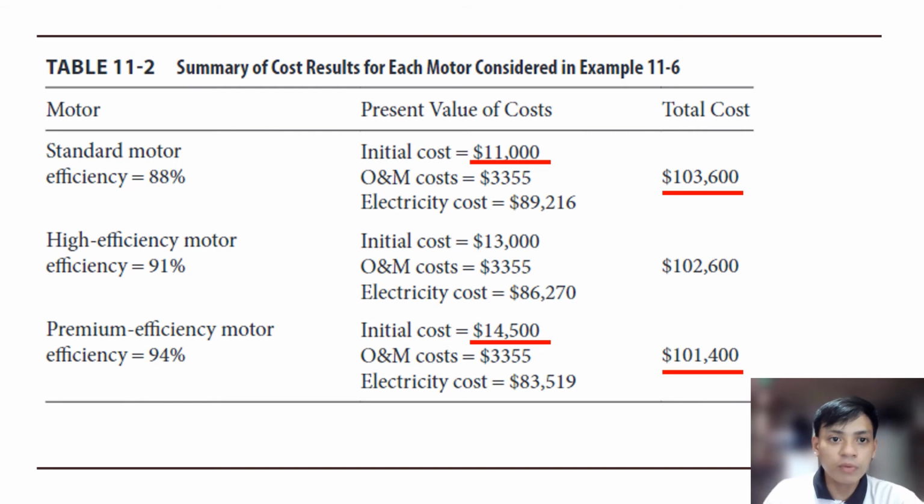Meanwhile, the premium efficiency motor with an efficiency of 94% has an initial cost higher than all motors, but the total cost or net present value is the lowest among the motors. In conclusion, even though a motor's initial cost is cheaper, it doesn't guarantee a lower cost for the project. Instead, it might hurt our budget in the long run. So it is better to choose the higher cost but efficient one.